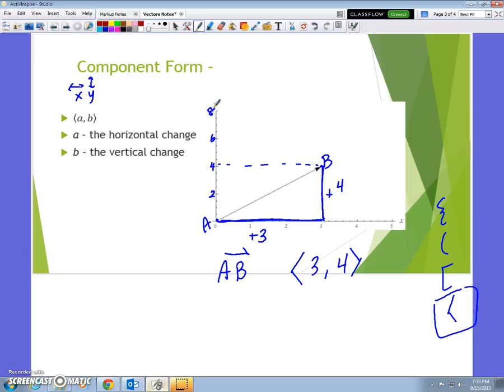Now, if it was going downhill, it would be negative. So you can have a negative direction in your component form. That's okay. That's pretty much what we're doing today. I just want you to understand what the little labels mean: the sign above means vector, and component form is the horizontal and the vertical. It makes sense because we usually label things X and Y, horizontal and vertical.